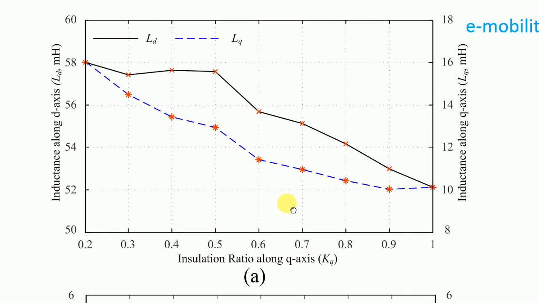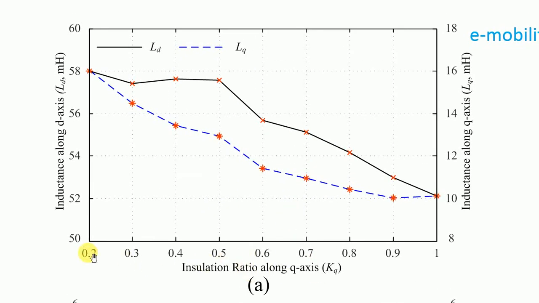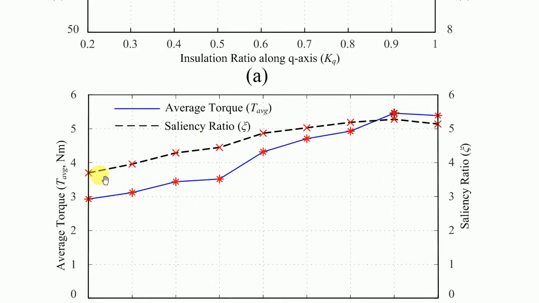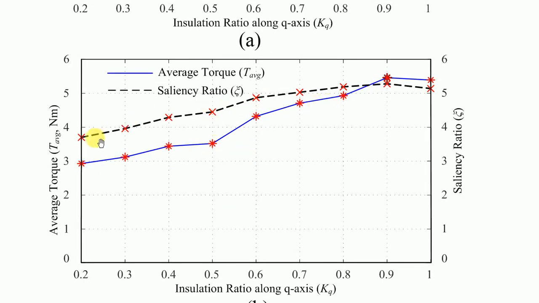You can see here, when insulation ratio is increased, that is we are considering from 0.2 to 1, from 0.2 to 0.6 there is a healthy improvement in average torque as well as saliency ratio. This black line represents saliency ratio and this blue line represents torque. So from 0.2 to 0.6 we have a healthy improvement in the torque.